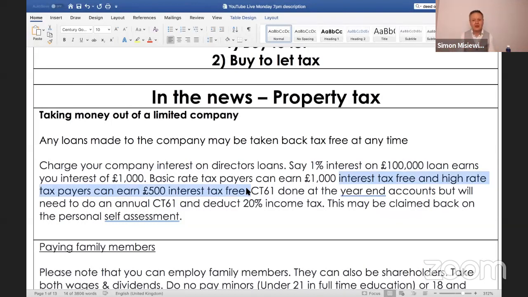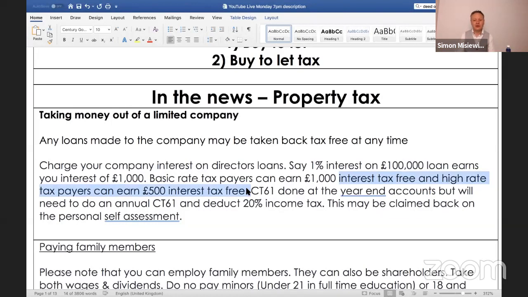This needs to happen. Basically, just to give you a bit of a recap here, you would agree £1,000 worth of interest to be paid to you as an individual, but the CT61 says you need to deduct 20% tax, which basically means £200 of that goes to HMRC, and £800 goes to you. But do not fear, because you can claim that 20% tax back on your personal self-assessment. So all is not lost. Yes, money has gone over.